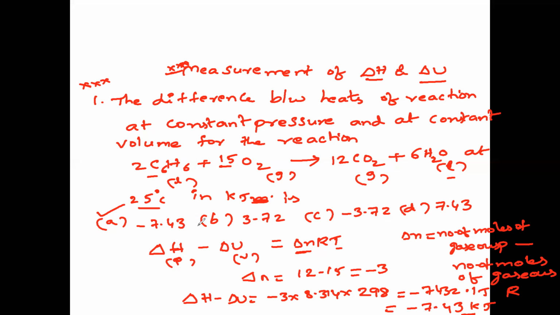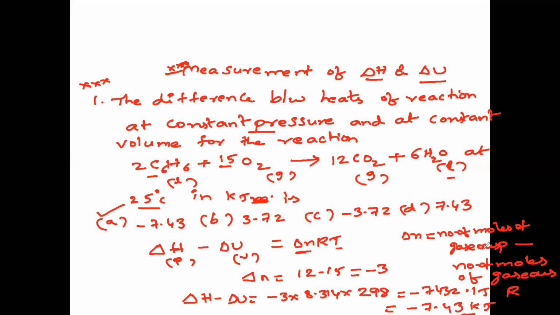I hope it is clear. So this is the type of numericals. The difference between heats of reaction at constant pressure and at constant volume: heats of reaction at constant pressure is called delta H, and heats of reaction at constant volume is delta U. So delta H minus delta U is equal to delta n RT, where delta n is the number of moles of gaseous products minus the number of moles of gaseous reactants.